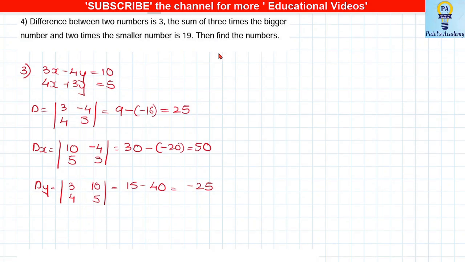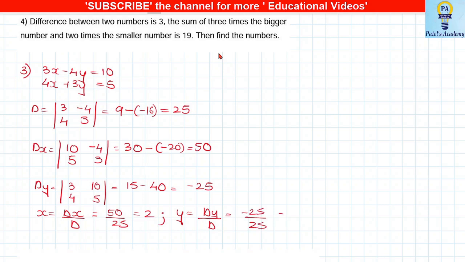Now what we have to do is find the value of x and y. So x is Dx upon D, that is 50 upon 25, that is 2, and y is Dy upon D, that is minus 25 upon 25, that is minus 1. So we got the answers as x equal to 2, y equal to minus 1. Okay, now let's see the next sum.